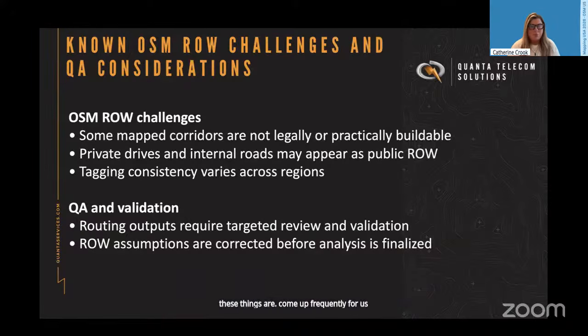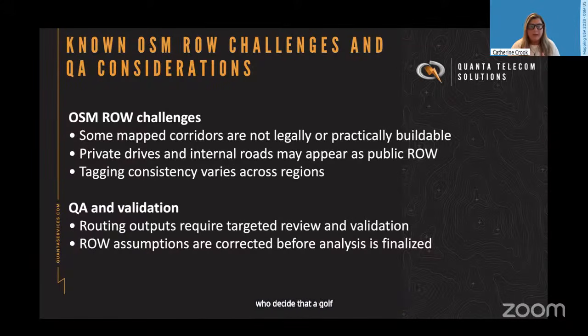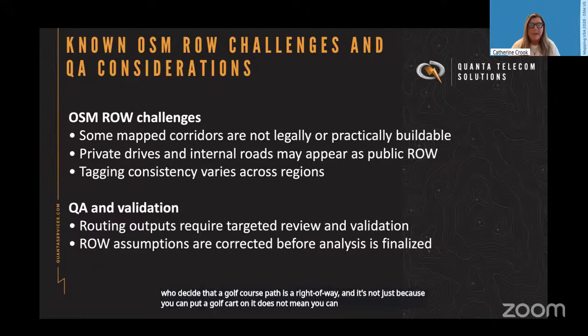Some mapped corridors are not legally or practically buildable. We get a lot of people who, for some reason, decide that a golf course path is a right-of-way, and it's not. Just because you can put a golf cart on it does not mean you can put fiber on it. We check a lot of things, like the tags, and we have Amazon delivery drivers who tag their driveways if they're longer, but it is a driveway and not a right-of-way.